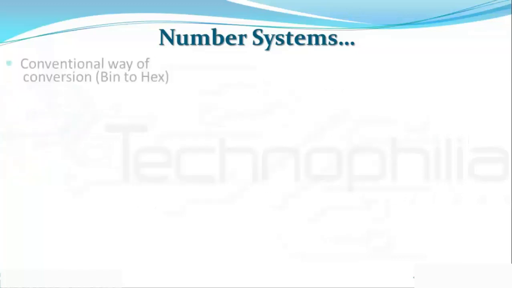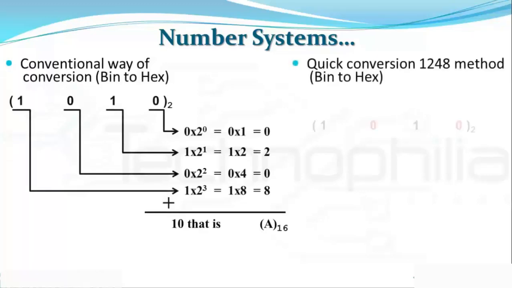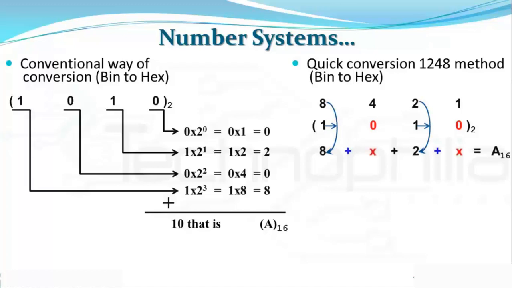For this, if you go for the conventional conversion method, it will take more time to calculate, so the 1248 method will help you. In the 1248 method, on the top of each binary digit first write down 1, 2, 4, 8 from the right hand side respectively. Then check the binary digits from the right side. Wherever you get a 1, take the corresponding value from the top. If you get a 0, then don't take anything for that. Now add all the values to get the equivalent hexadecimal value.